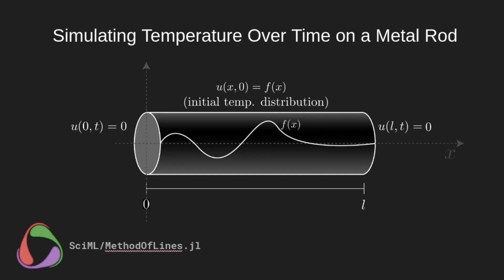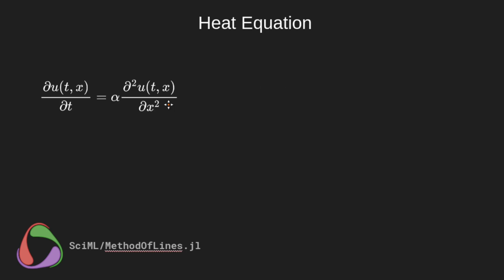Say you wanted to simulate how the temperature distribution on a metal rod evolves over time, here denoted by U, where the temperature at the ends of the rod are held at 0, starting from some initial temperature distribution, here denoted by f of x. Well, for that you'd need to use the heat equation. But how will we represent this in code? Here I'll show you how to do it with Modeling Toolkit and MethodOfLines.